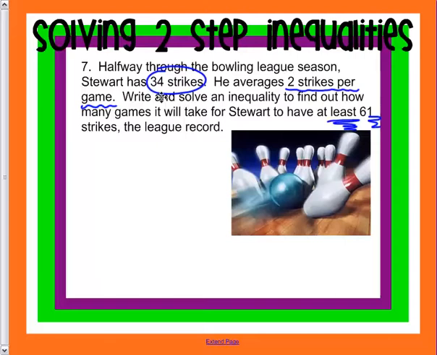Okay, so he has 34 strikes to start with, and in addition to that, he gets 2 strikes per game. And we want to know at what point he's going to have at least 61. So this number needs to be bigger than 61, right?